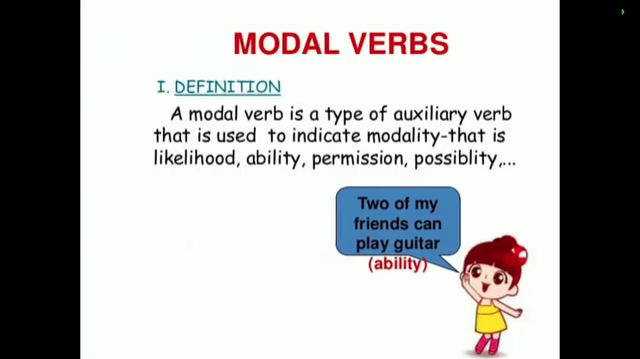So let's know about definition. A modal verb is a type of auxiliary verb that is used to indicate modality, that is likelihood, ability, permission, possibility. So two of my friends can play guitar. So here can is telling you that this is all about ability. Even you can use can in other ways. Likewise, can is used to express power and permission. Likewise, I can swim across a river or you can go now.